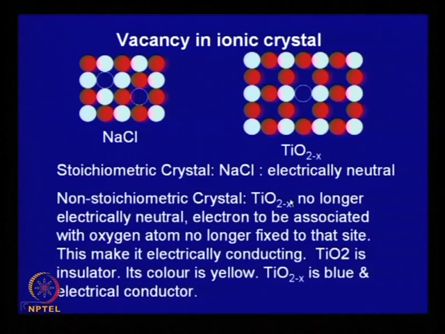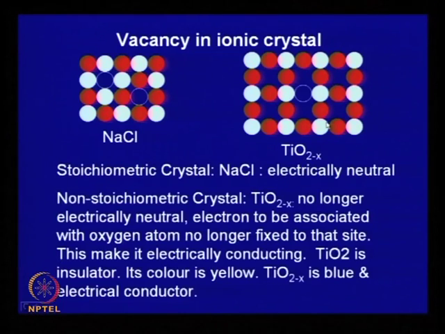So, in general you can write the chemical formula of this type of non-stoichiometric crystal like this, TiO2 minus X. X, of course, will be very small. In that case, this type of crystal will be no longer electrically neutral, and this changes its characteristics depending on the magnitude of X, particularly its electrical properties or its optical property, which will change significantly, as is shown over here.